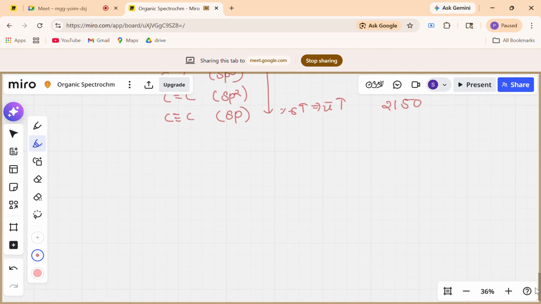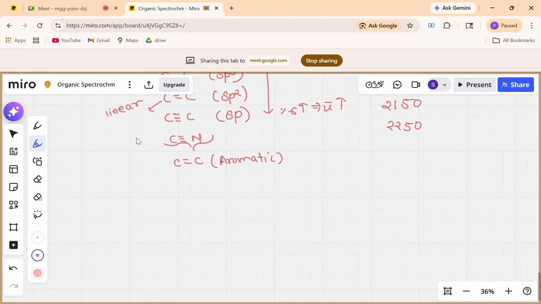2150. So here also you can see, right, as there is an increase in percentage of s character, we also observe that the stretching frequency value is increasing, right? So next, similarly in case of the cyano compounds, the value will be around 2250. So here you can also see with increasing electronegativity there will be increase in bond strength, and hence it's increasing the stretching frequency value.